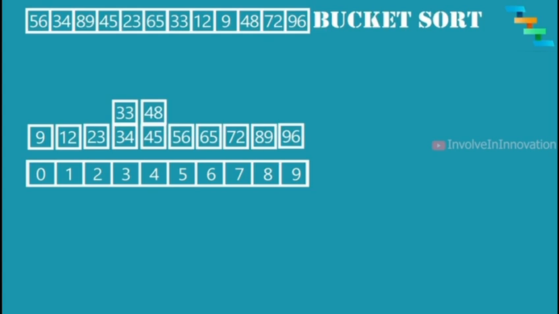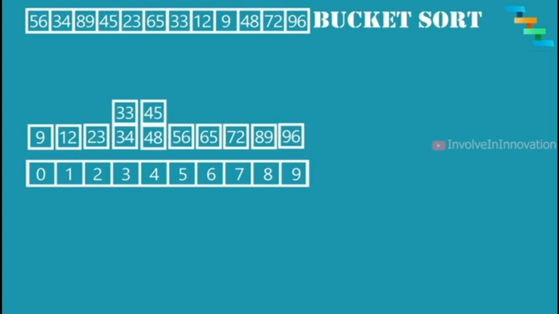Now we need to use insertion sort to sort each bucket. Here bucket 0 contains only one element, which is already sorted. Bucket 1 contains only one element. Bucket 2 contains only one element. Bucket 3 contains 33 and 34, which is already sorted. And bucket 4 contains 48 and 45. We need to sort that, so it will be 45 and 48. Bucket 5 contains 56, bucket 6 contains 65, bucket 7 contains 72, bucket 8 contains 89, bucket 9 contains 96. Once all the buckets are sorted, we place each bucket in order into an array.